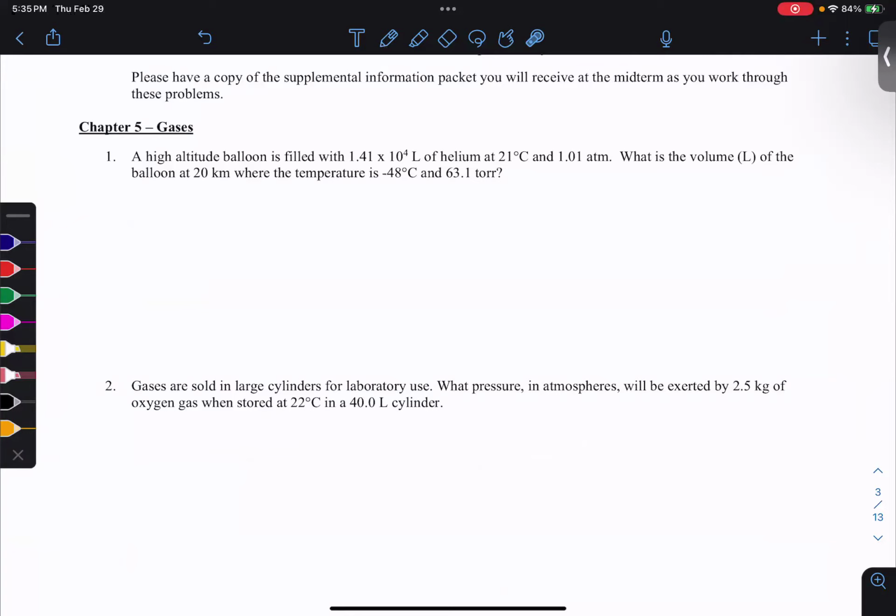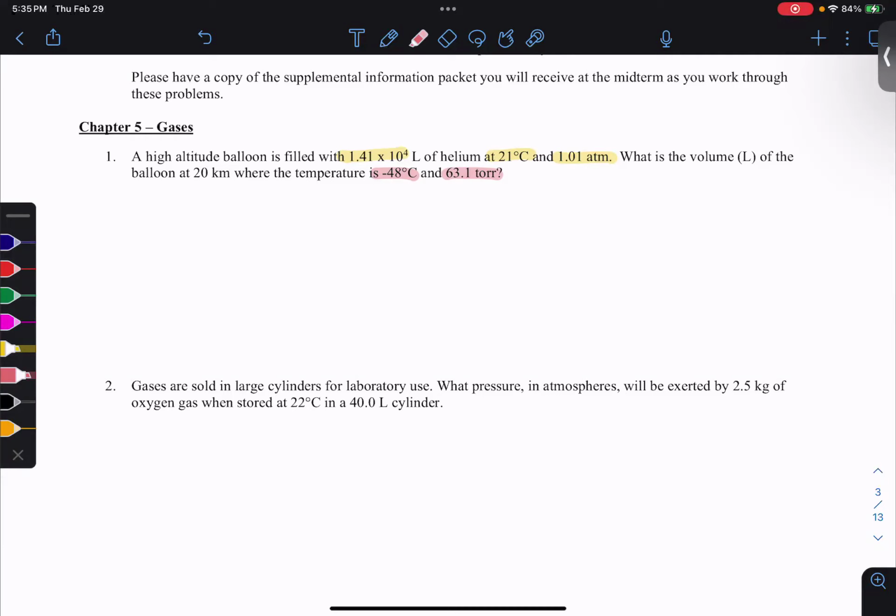Okay, the first one, we have a high altitude balloon. Here's the volume at that temperature, at this pressure. What is the volume at 20 kilometers in the air that has a new temperature of -48 and this pressure? What equation should we use? Should we use PV = nRT here? No, which one should we use? The other one, the combined gas law.